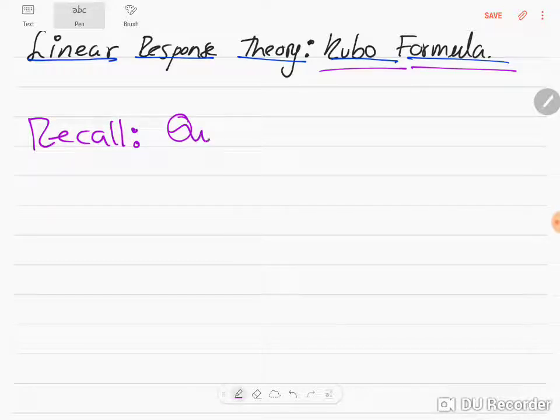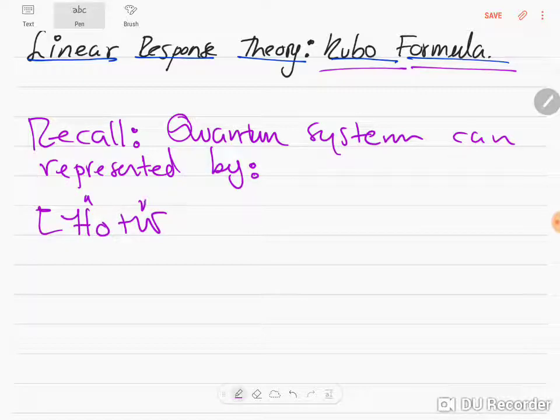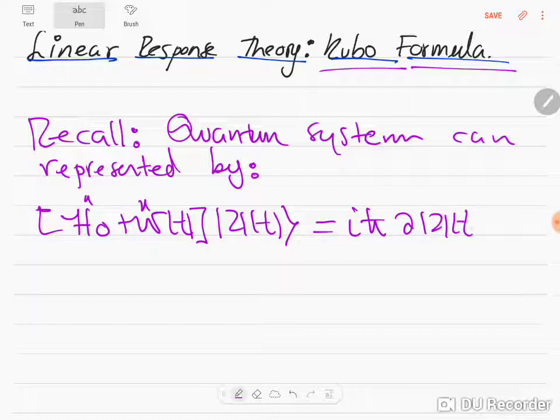A given quantum system can be represented by the following Schrödinger equation: (H0 plus W of t), where this operator is written in the Heisenberg representation, acting on psi of t, equal to i h bar d psi of t dt.